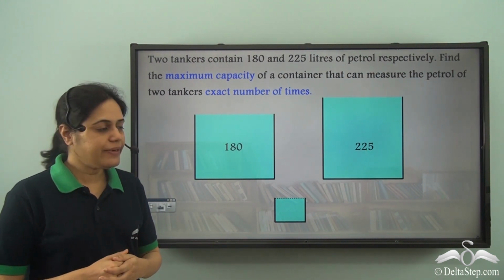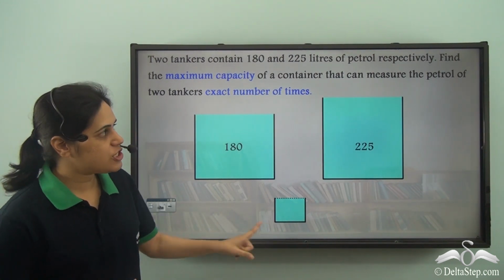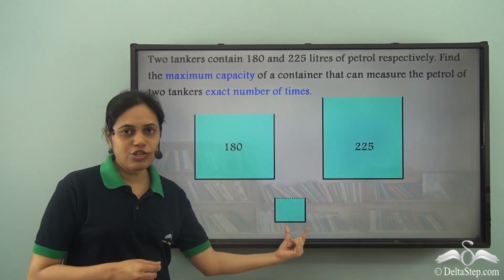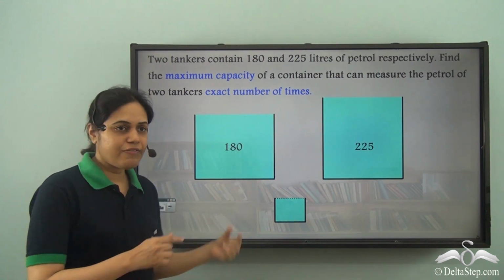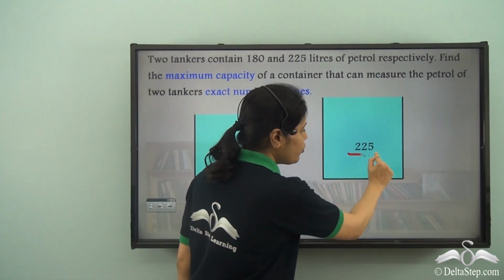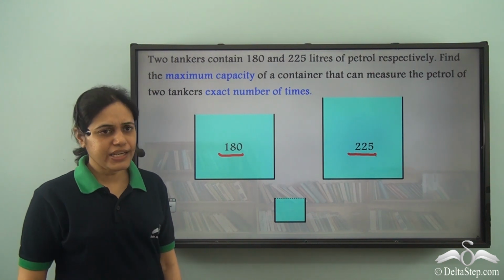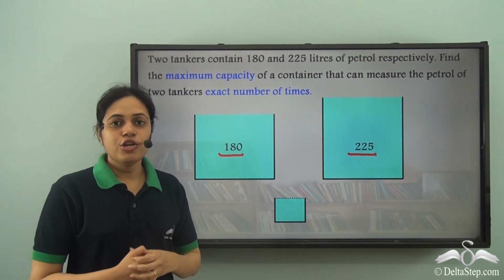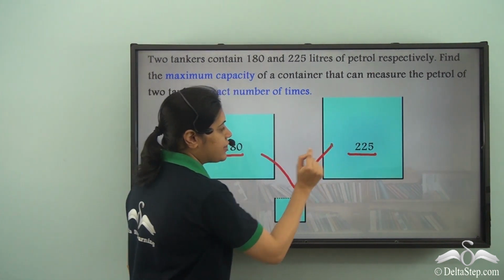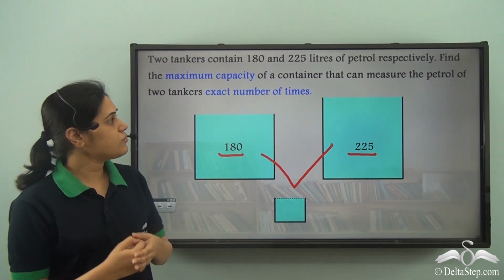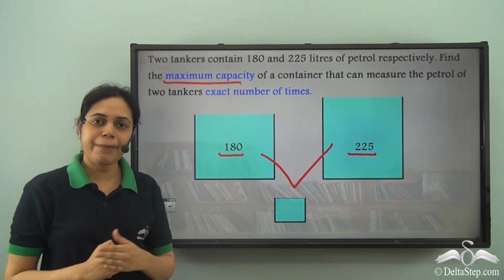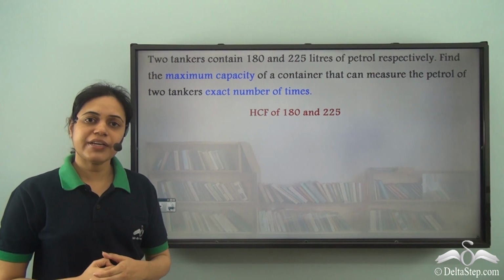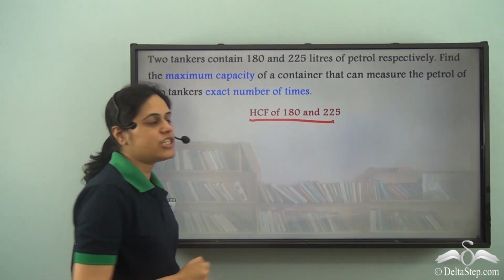So what do we need to find? We need to find the capacity of this container. So the capacity of this container should exactly divide 180 and also 225, which means that it should be a factor of 180 as well as 225. So it should be a common factor of these two. Also, I need the maximum capacity. So it should be the highest common factor or the HCF of these two.